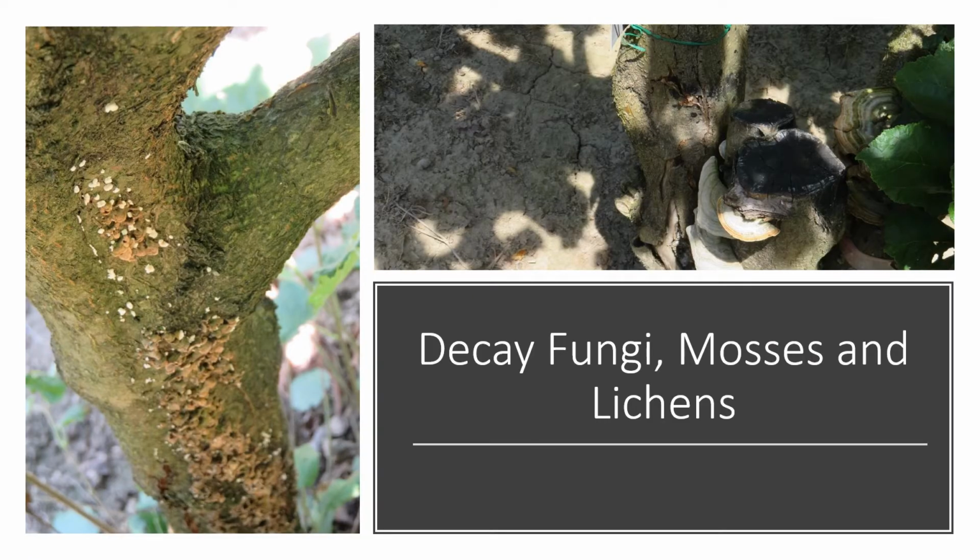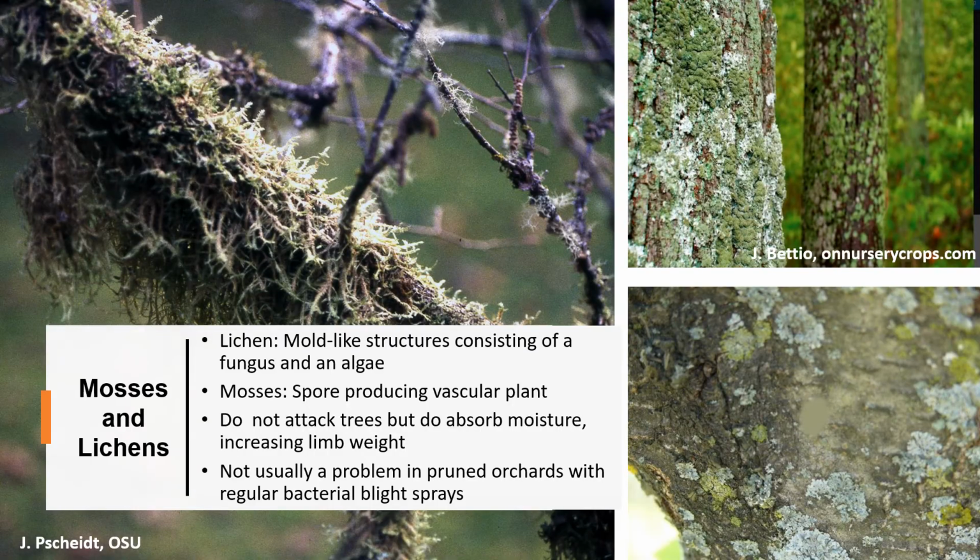Now I want to touch on decay fungi, mosses, and lichens. So these are all things that are not primary problems on hazelnut trees, but they are quite noticeable and they can be quite concerning if you initially see them and don't know what they are. Mosses and lichens are very, very common on hardwood trees. We are starting to see them in Ontario hazelnut orchards, but they are far more common in other hazelnut growing regions where they have very mature hazelnut orchards, and we certainly see them on other fruit crops and landscape trees in Ontario.